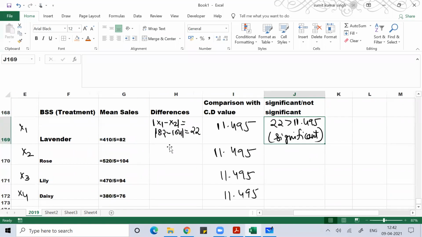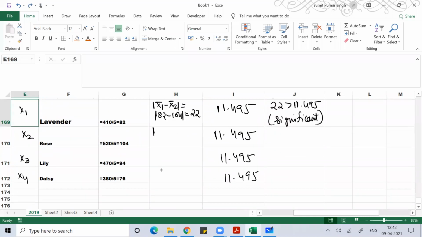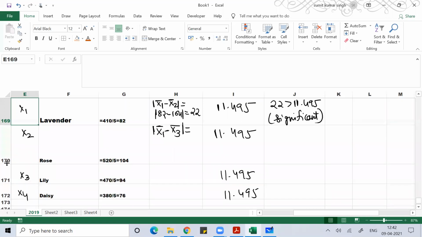So x1 bar minus x2 bar using the mean values. Similarly, I'll find x1 bar minus x3 bar. What is x1 bar? X1 bar is 82, and 82 minus 94 gives 12. Is 12 more than 11.495? Yes, so they are significant.